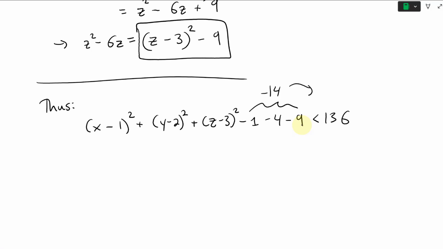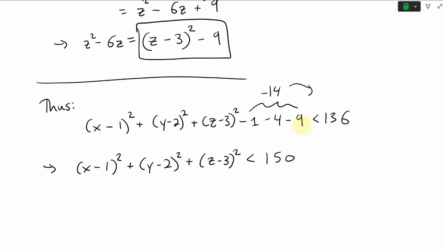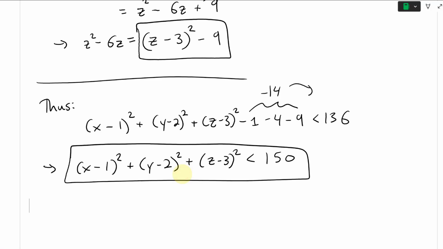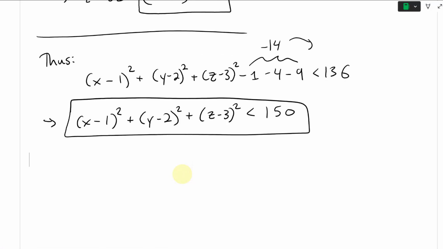So this means we get (x minus 1) squared plus (y minus 2) squared plus (z minus 3) squared, and this is going to be less than or equal to 150, like that. So this is what we have. And this is just a sphere, with radius square root 150.